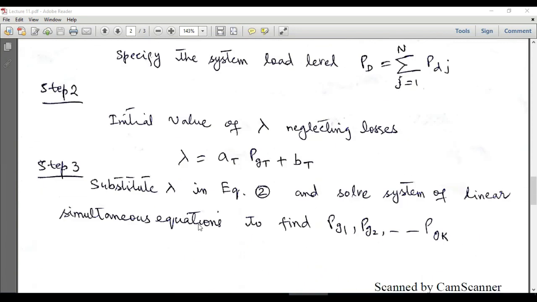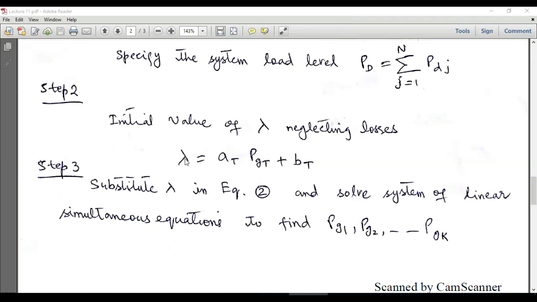In step 2, we have to initialize the value of lambda, and that initial value of lambda can be calculated by this equation in which no loss has been considered. So lambda is equal to AT plus BT. This is the equation of lambda for a lossless power network. That will be our initial value of lambda, and that will be updated after each iteration.